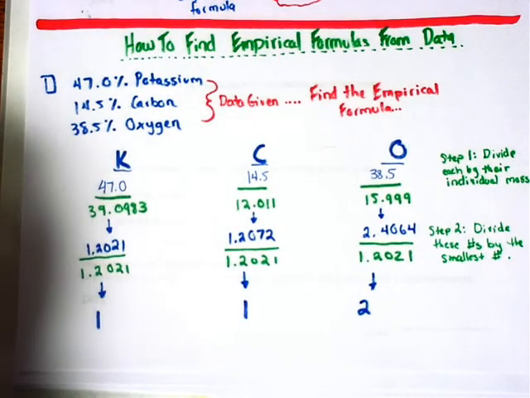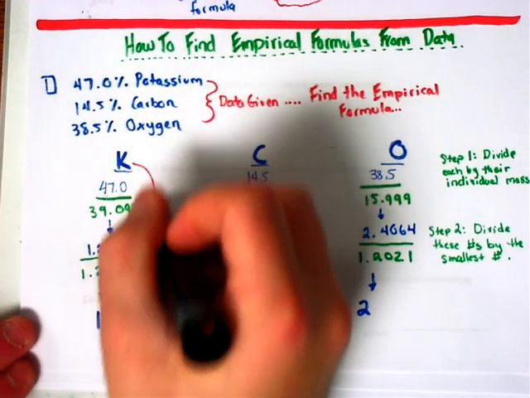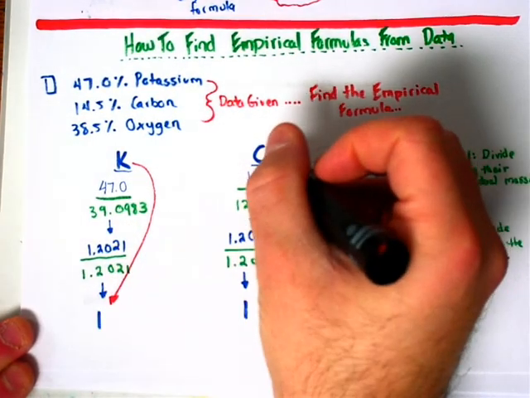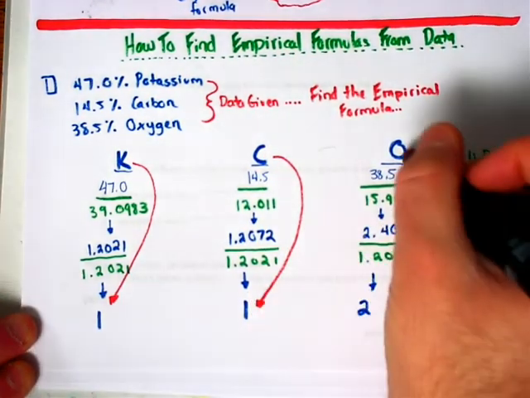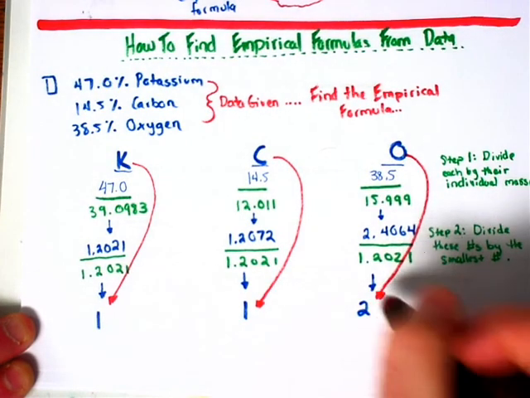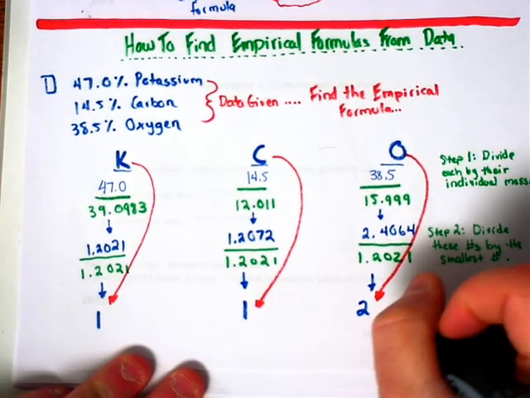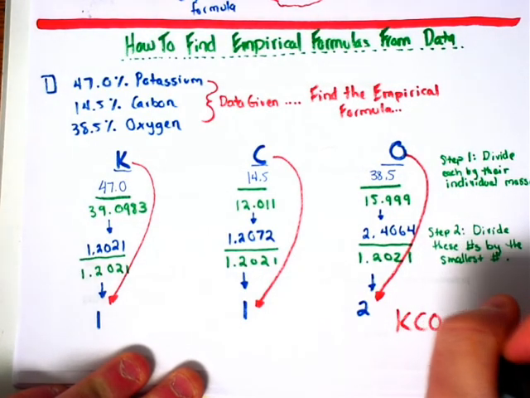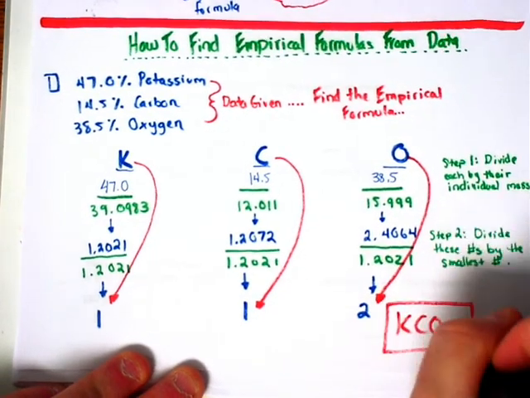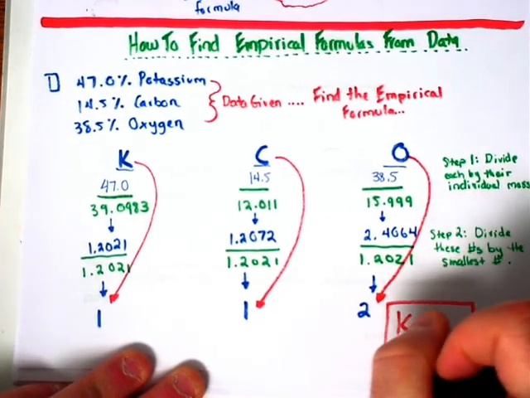How many potassiums are we talking about here? Okay. How many carbons are we talking about here? And how many oxygens? 2? Right there. So KCO2, and that right there is our empirical formula.